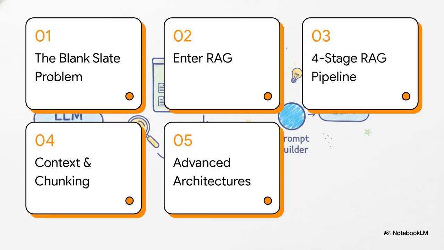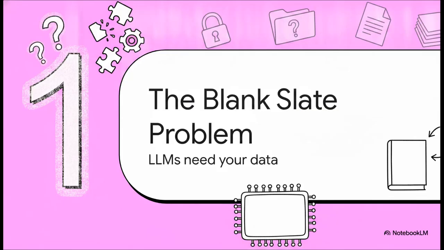Here is our roadmap for today's explainer. First, we'll tackle the blank slate problem. Then, we'll officially enter the world of Retrieval-Augmented Generation. From there, we'll break down the four-stage RAG pipeline, dig into context engineering and chunking, and wrap up with some really cool advanced RAG architectures. Starting off with Section 1, the blank slate problem.